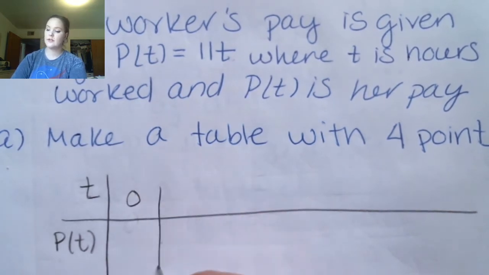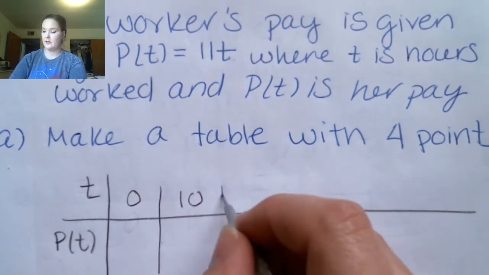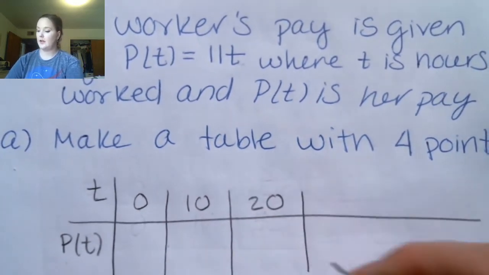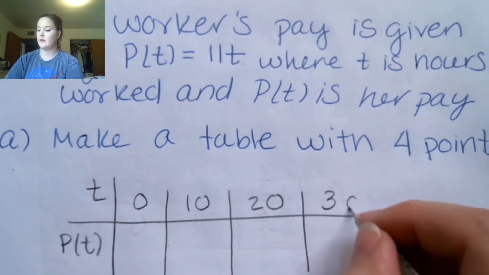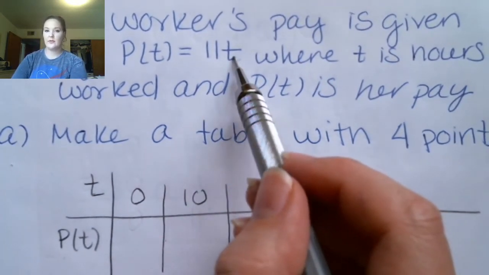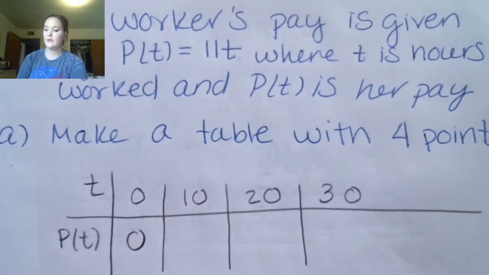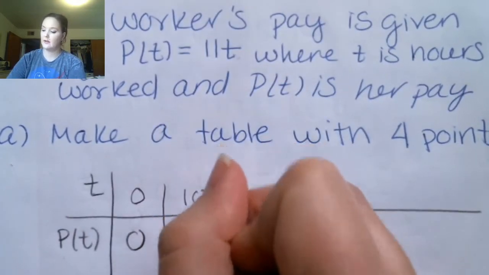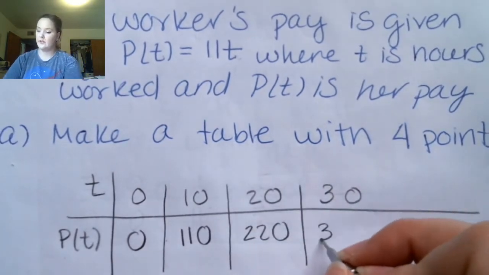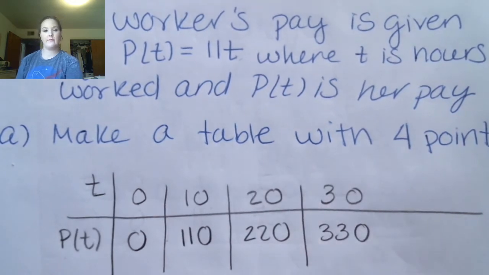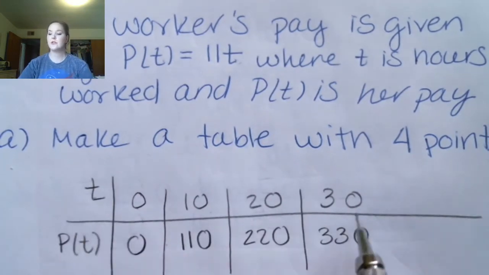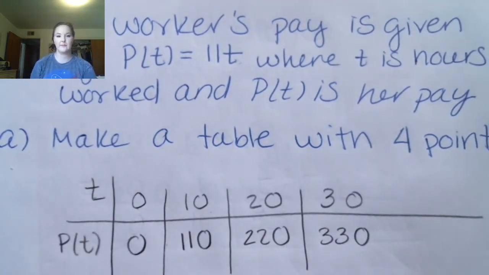So I'll do 0, 10, 20, and 30. If you plug in 0 for T, 11 times 0 is 0. 10 times 11 is 110. Then 220, 330. So there's my table with 4 points. You didn't have to choose these values. You could have chosen anything.